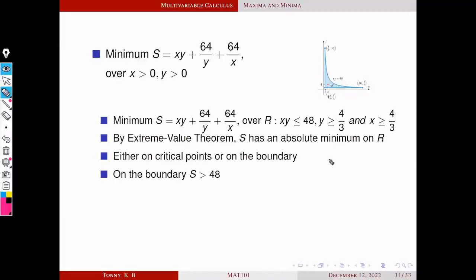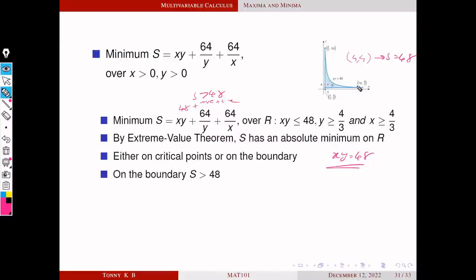Suppose you consider xy equal to 48. Our first boundary is xy equal to 48. It is clear that on this boundary, our first term value is 48. We have two more non-negative terms, so ultimately our S is greater than 48 on the boundary. So there is no possible absolute minimum, because we already have the interior point (4, 4) in this region R, and at this point our S value equals 48. On this boundary, S is greater than 48, so there is no scope for a minimum on this boundary.